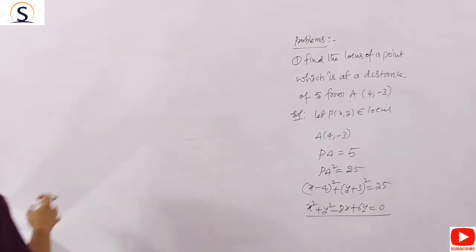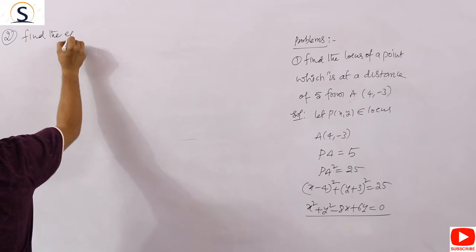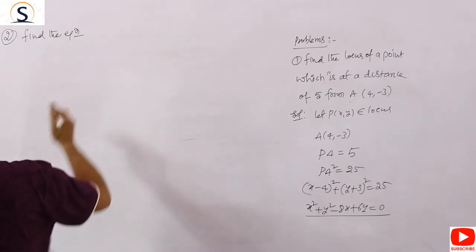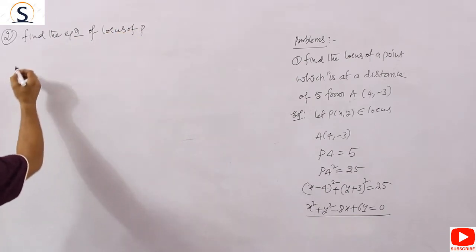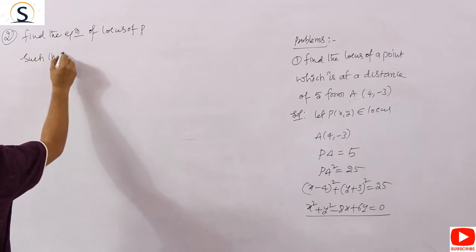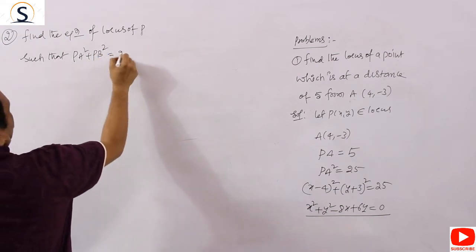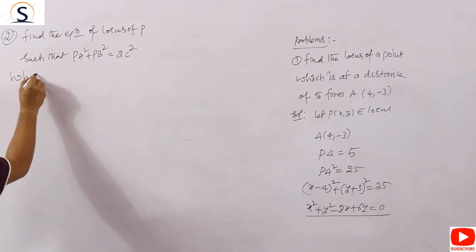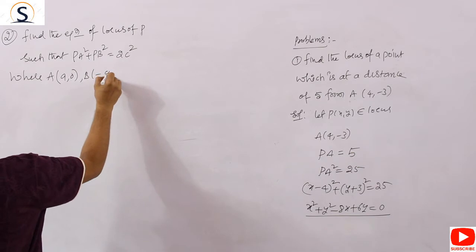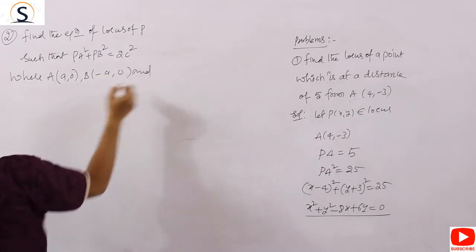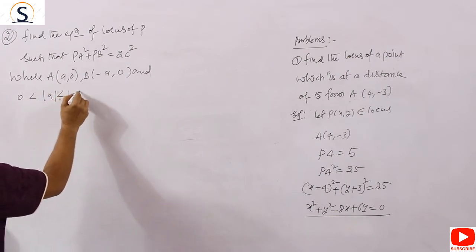The second problem is: find the equation of locus of P such that PA square plus PB square is equal to 2C square, where A is given as (A, 0), B is (minus A, 0), and 0 less than mod A less than mod C.